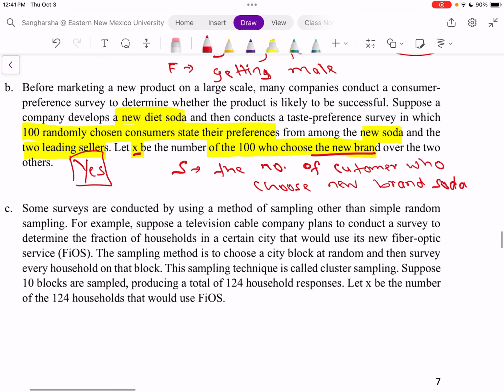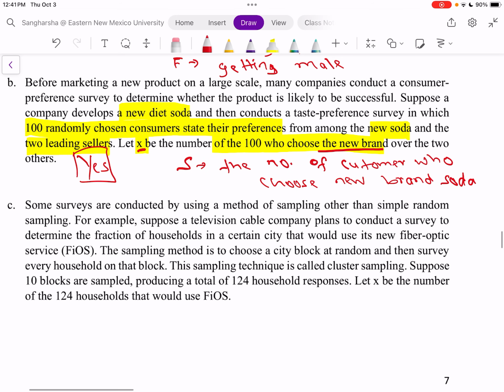Then the last example we have. Some surveys are conducted using a method of sampling other than simple random sampling. For example, suppose a television cable company plans to conduct a survey to determine the fraction of households in a certain city that would use its new fiber optic service. So here the cable company wants to know whether they will use the new fiber optic service or not.